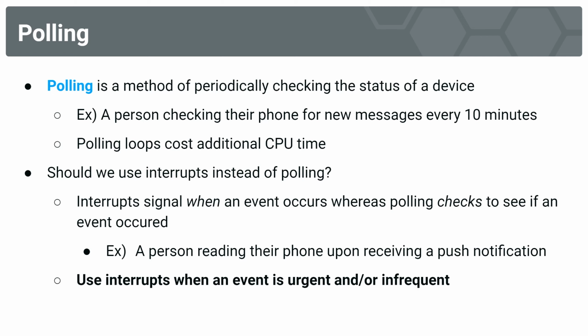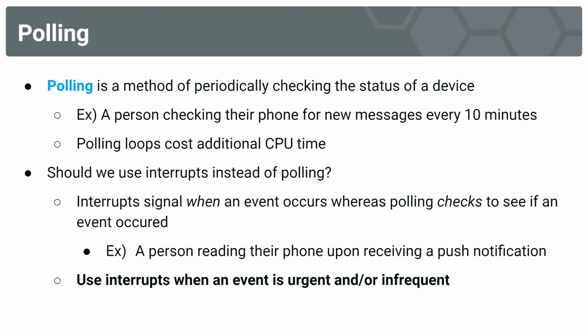So interrupts are supposed to be our alternative. Interrupts signal when an event occurs, whereas polling checks to see if an event has occurred. And so an example of an interrupt would be, instead of checking your phone every so often, you're just going to read your phone when you receive a push notification. The push notification is the interrupt. And so there's a potential here by interrupts to save CPU time compared to polling.